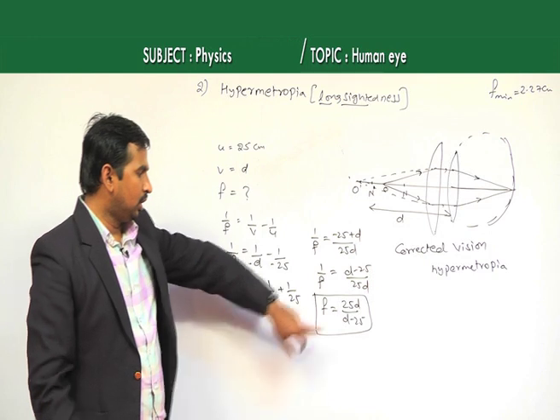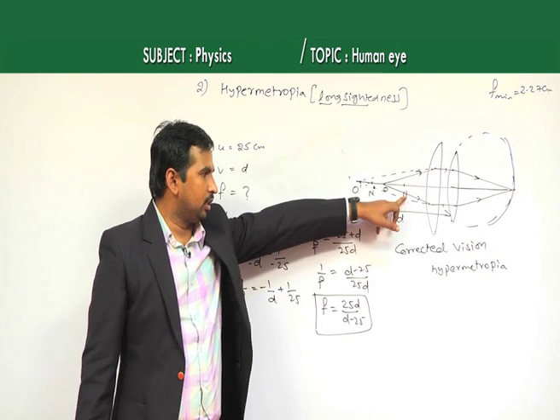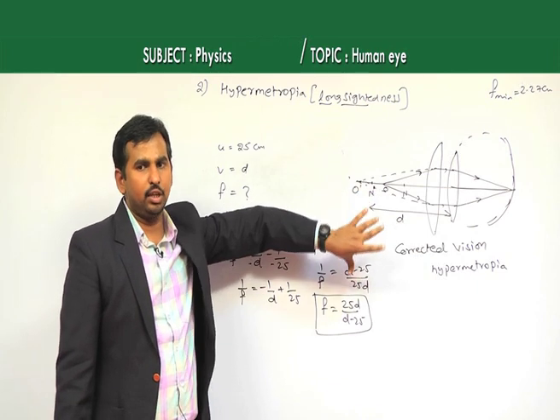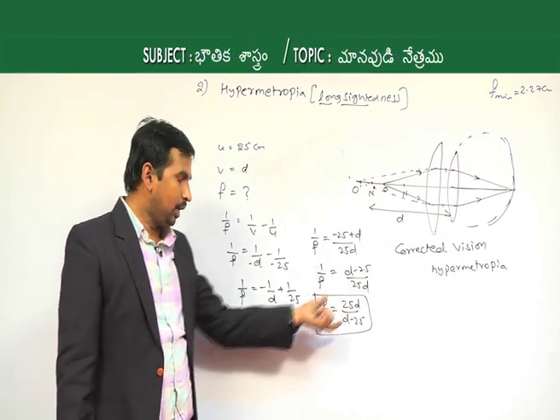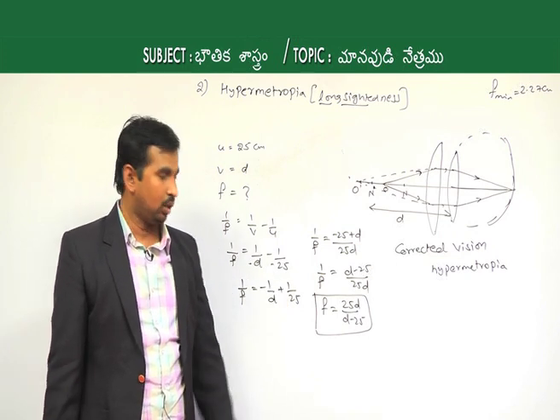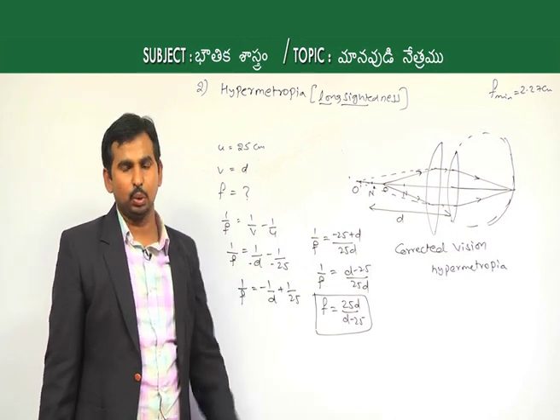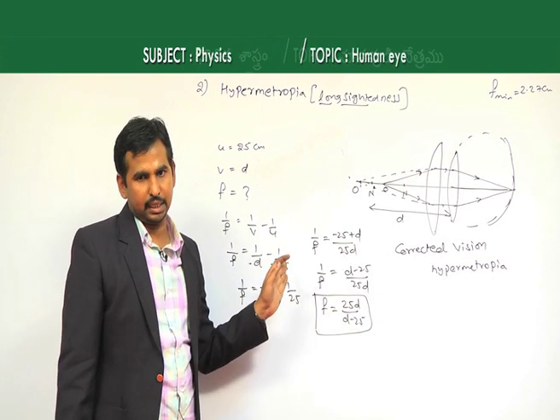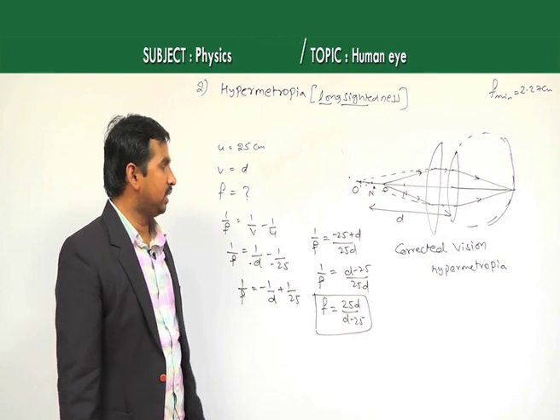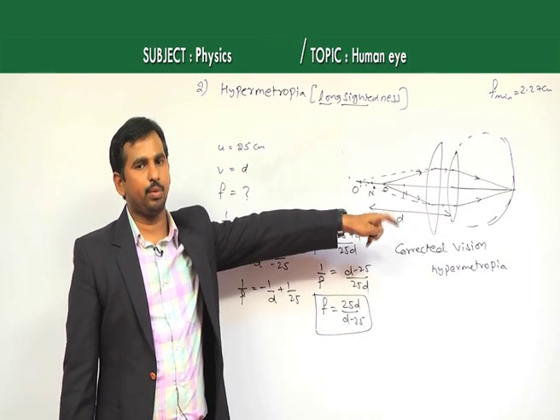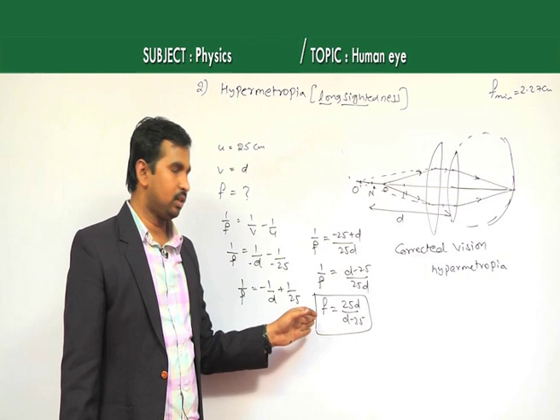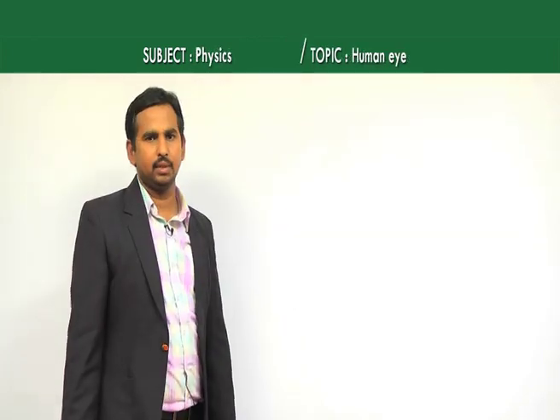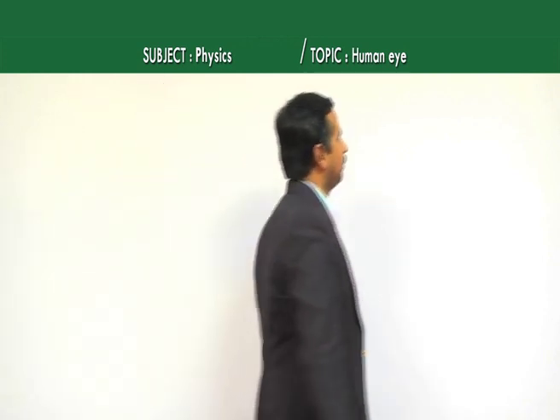Actually, if you observe, d is more and 25 is less, since n is up to 25, and d means more than 25. So the d minus 25 value is positive, and that is why f is positive. If f is positive, the required lens is a convex lens. In that way, we can decide that the suggested focal length for hypermetropia is f equal to 25d by d minus 25.